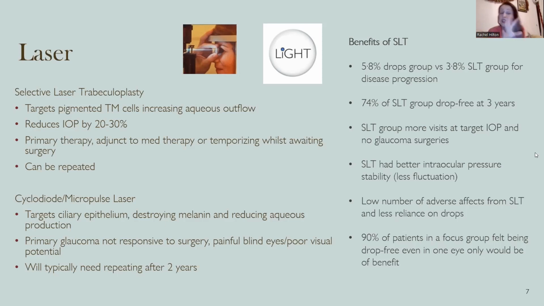So the difference between these two lasers that I've mentioned here: the selective laser trabeculoplasty works on the trabecular meshwork, which is an area of the drainage system, and it actually stimulates the cells in there to improve the outflow of that fluid. We find it works really well in about 70% of patients, and it can last a good number of years. And once it starts to fade and the cells aren't working as quickly, we can repeat it. We tend to only repeat it a couple of times, but it is an option.